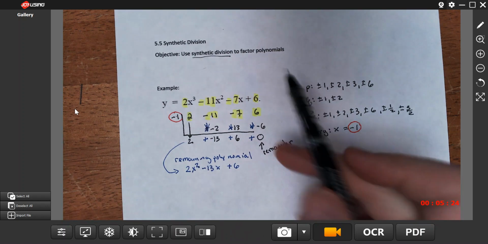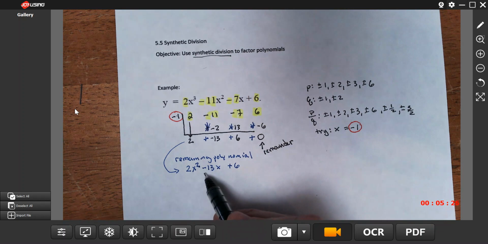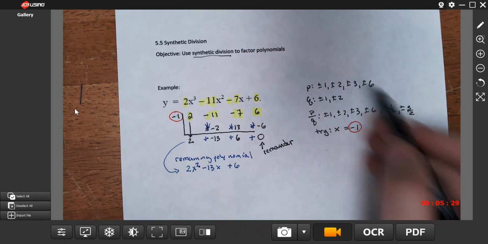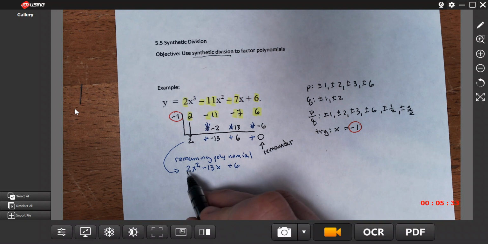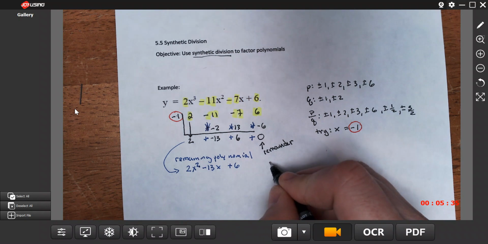So the directions were to factor the polynomial. So I need to factor this. Now I could do this again, but since it's quadratic, I'm just going to factor it. There's not a common factor, so I'm going to use my grouping method. If you like the box method, then that's fine.